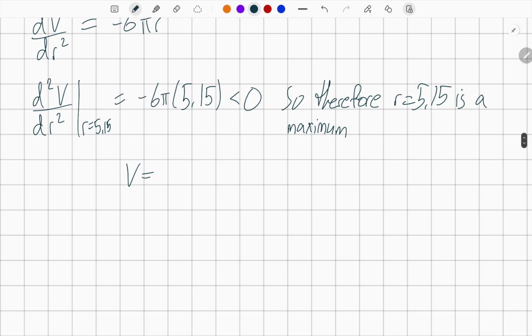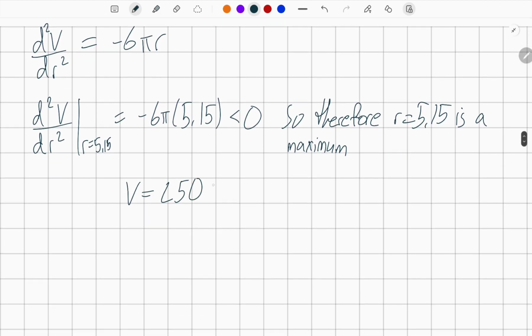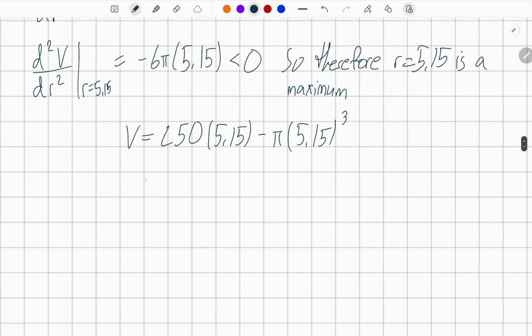So volume is going to be pi. Well, we'll do the simplified version, like when we multiply it in, we get 250 r minus pi r cubed. So 250 times 5.15 minus pi times 5.15 cubed. And in this case, calculating it out, that'll be approximately 859.39 centimeters cubed. So there we have it.